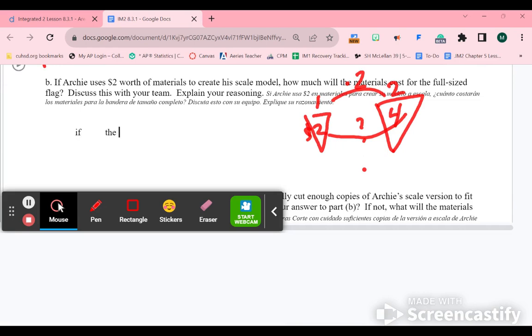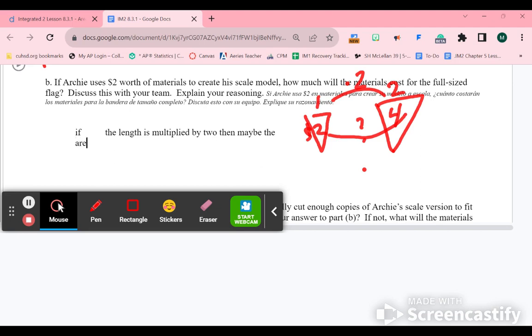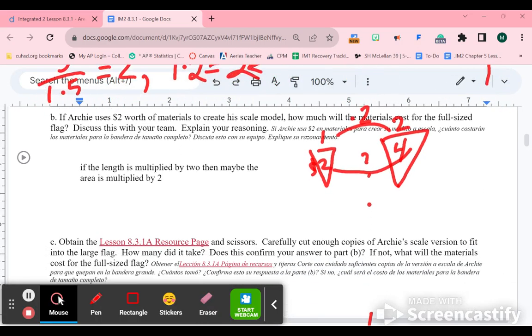Most common answer. So let's type that in. If the length is multiplied by 2, then maybe the area is multiplied by 2. And we're going to investigate and see how come that doesn't quite work.